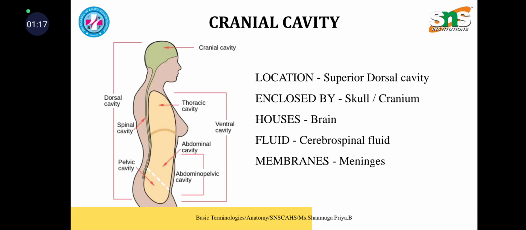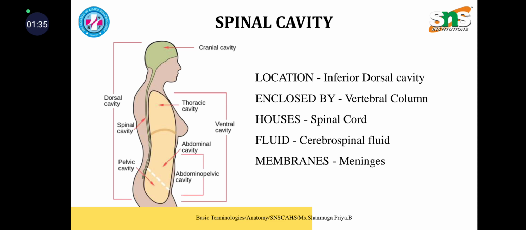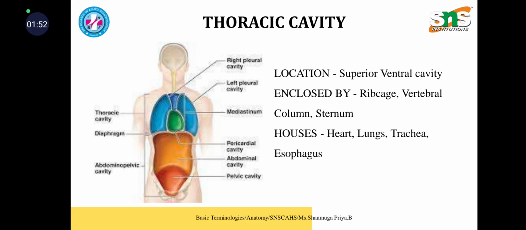So, cranial cavity. Location: it is the superior dorsal cavity enclosed by the skull or cranium. It houses the brain. Fluid: cerebrospinal fluid. Membrane: meninges. Spinal cavity. Location: inferior dorsal cavity. It is enclosed by the vertebral column. It houses the spinal cord. It contains cerebrospinal fluid and it is covered by the meninges membrane.